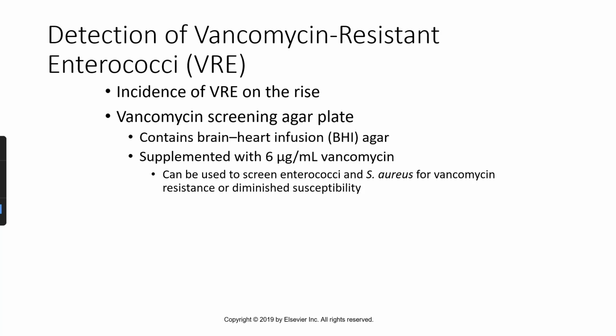So the vancomycin screening agar plate contains brain heart infusion agar supplemented with vancomycin, and if anything grows on there, if you see more than 2 colonies, then you know that you have vancomycin-resistant enterococci. There's also a chromogenic agar for VRE.